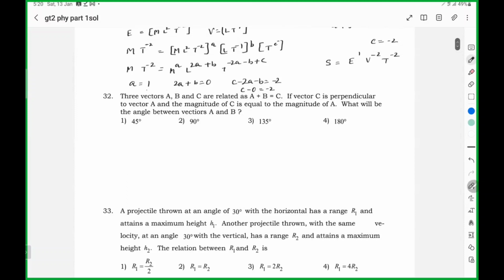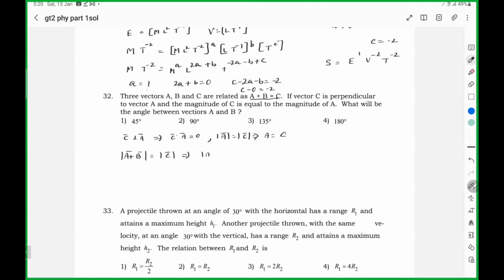Here three vectors are related with this relation. The given information is that C bar is perpendicular to A bar, so C dot A is 0. And another piece of information given is that the magnitude of A is equal to that of C. This is given in terms of vectors.